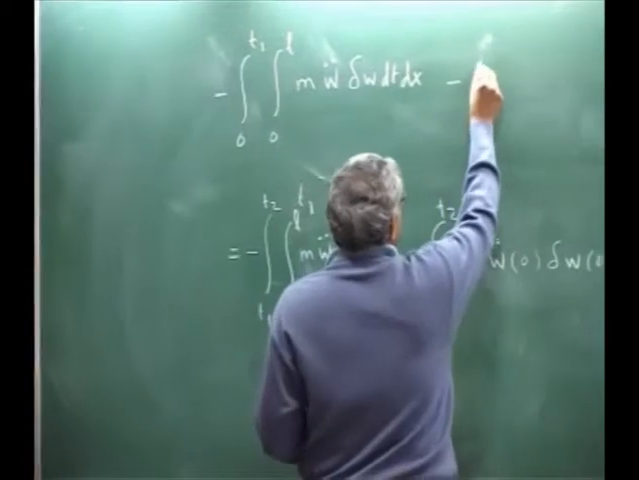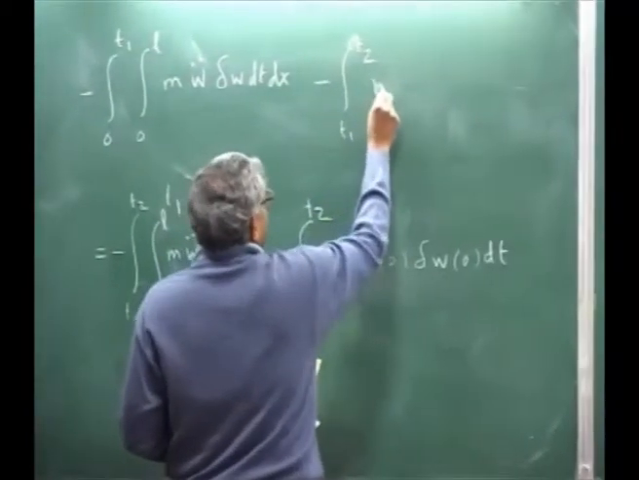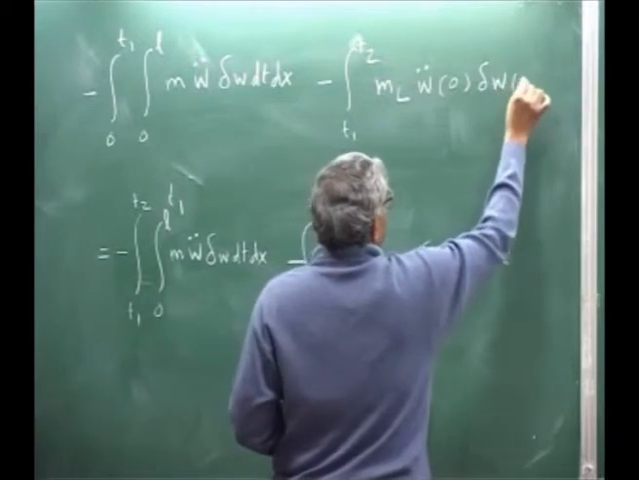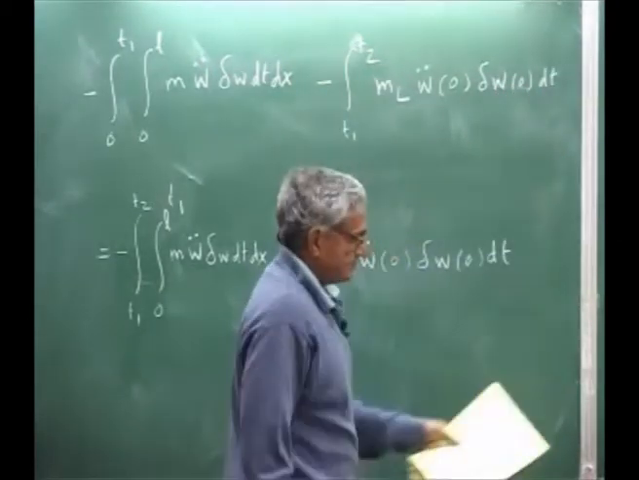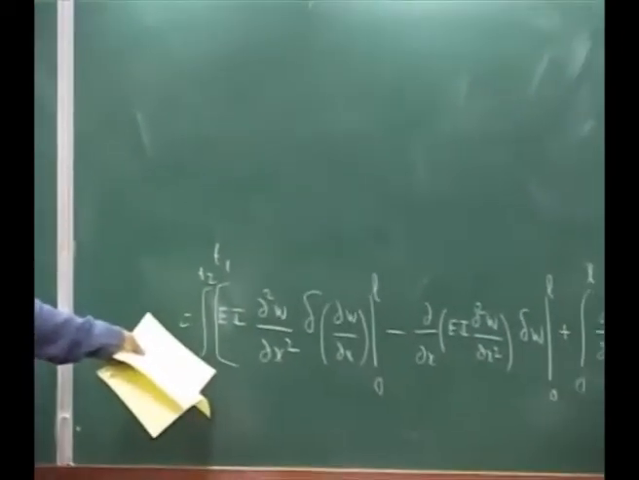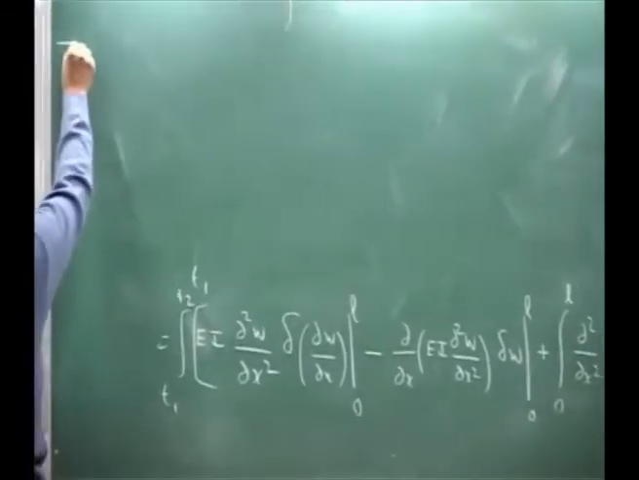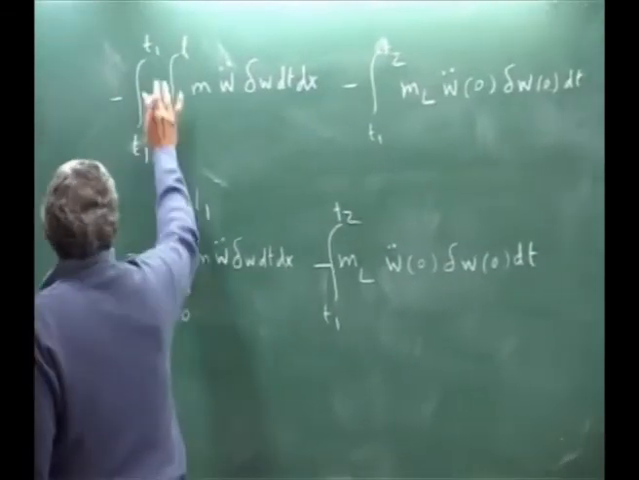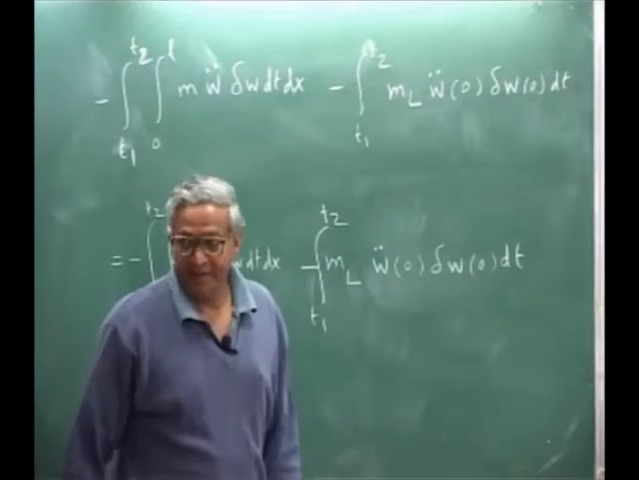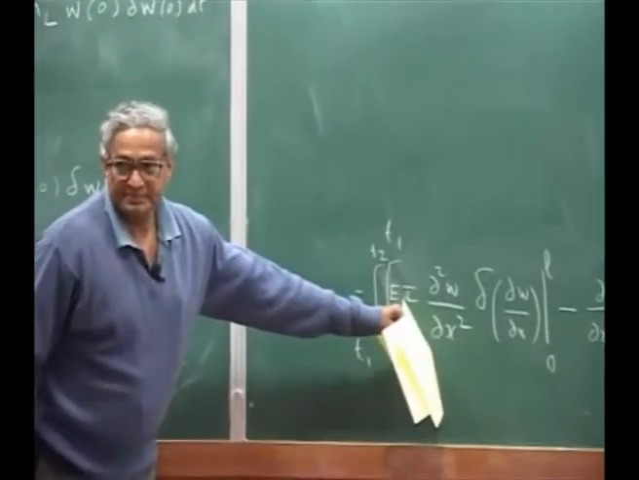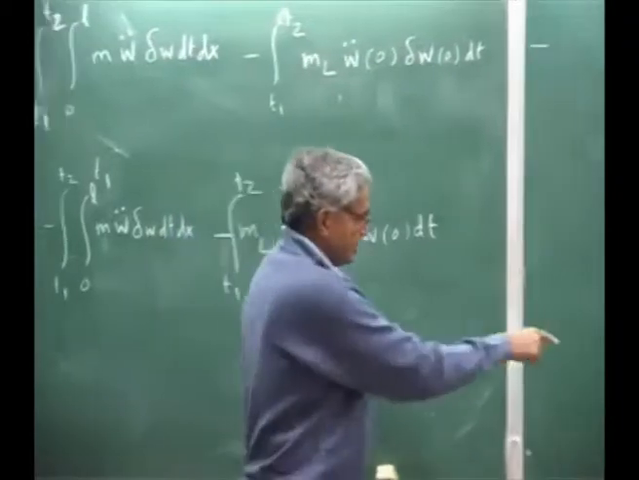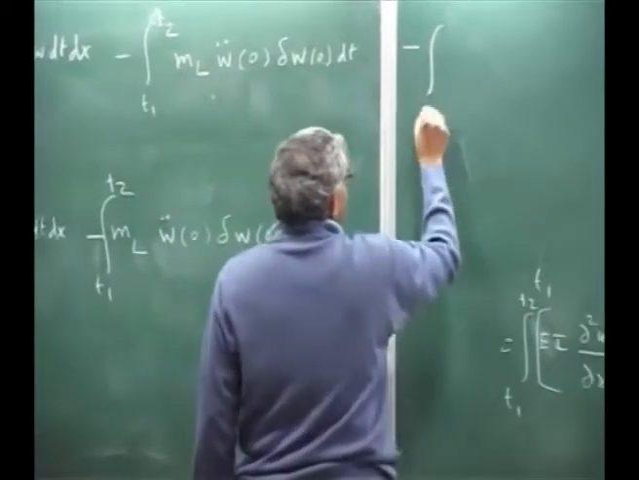Then I have this expression, minus integral T1 to T2 m L W double dot, this is 0. Then I have to add this. Add means I have to subtract. Okay. When I subtract integral T1 to T2, sorry, yeah, okay. Now I need to take this term, put it here along with this. What I am going to do is, because the T1 to T2 is here, I will again write T1 to T2.